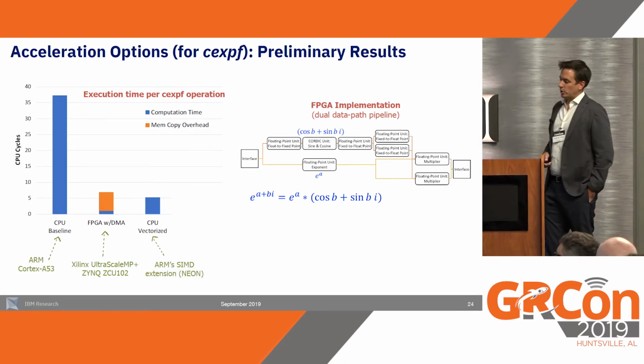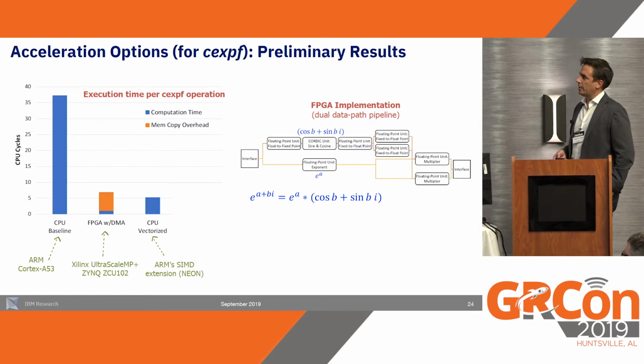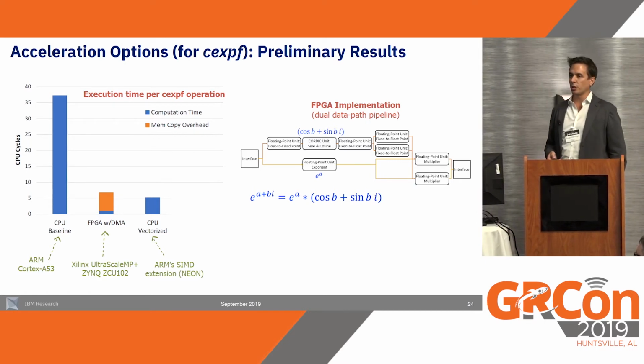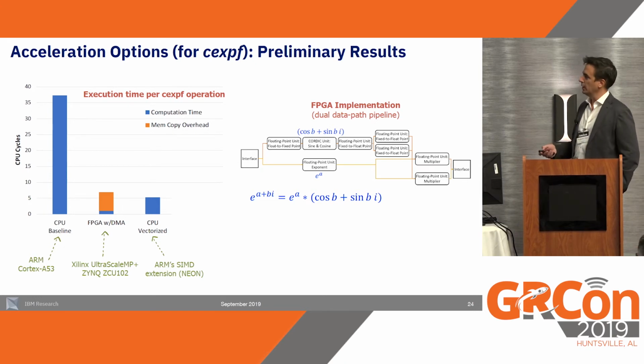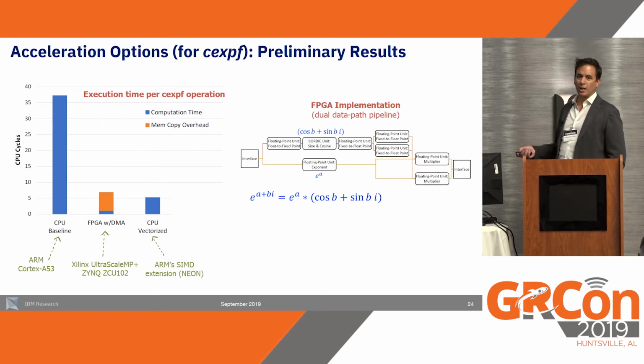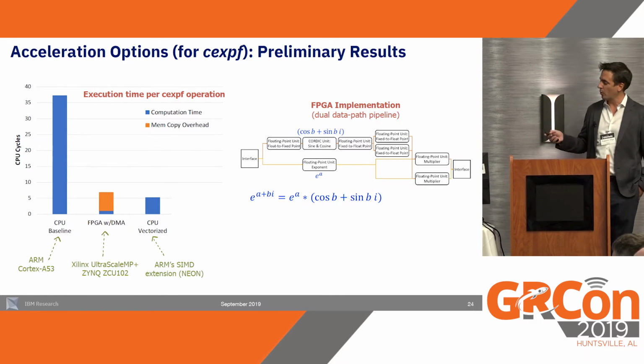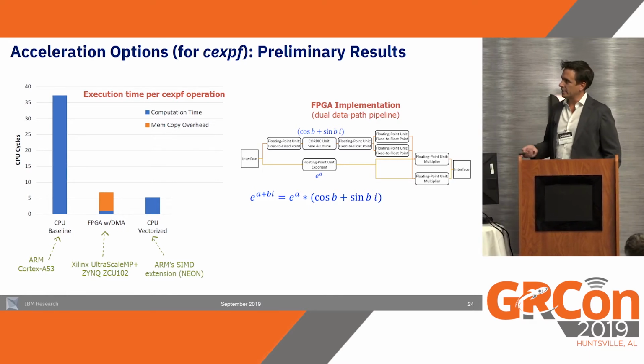Then we said, okay, let's do something even simpler. Let's create a vectorized version of that function using the ARM SIMD extension, the Neon extension. And that was even better than our hardware accelerator. We basically measured around 5 CPU cycles per invocation. But that was because our hardware accelerator was pretty, let's say, conservative.